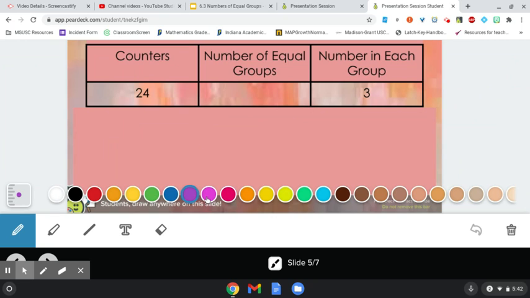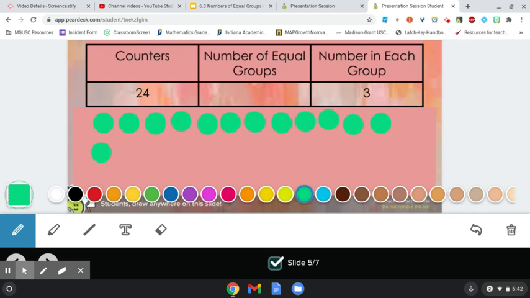Now we're going to have 24. I'm going to use green because I feel like my favorite color feels kind of lonely right now. So first thing I'm going to do is draw how many counters. If you said 24, you're correct. 3, 4, 5, 6, 7, 8, 9, 10, 11, 12, 13, 14, 15, 16, 17, 18, 19, 20, 21, 22, 23, and 24.